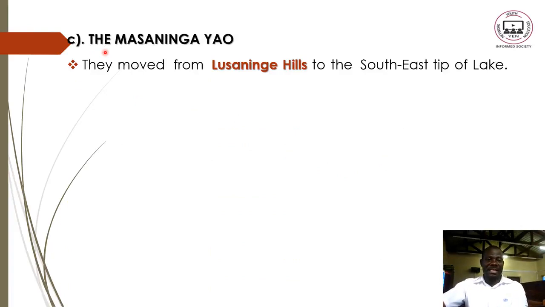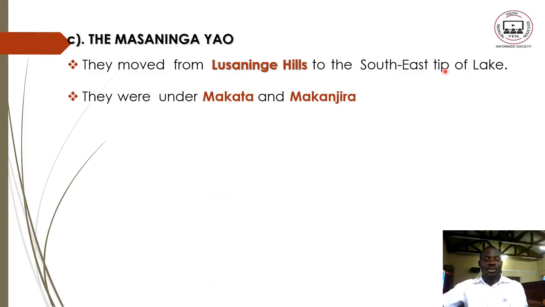The other group of the Yao was the Masaninga Yao. So they moved from Lusaninge Hills to the southeast tip of Lake Malawi. So they came from Lusaninge Hills. So that's why they are called the Masaninga Yao. So they moved to the southeast tip of Lake Malawi, to the south tip, to the end of Lake Malawi. That's where they settled. So they were under Makata and Makanjira.